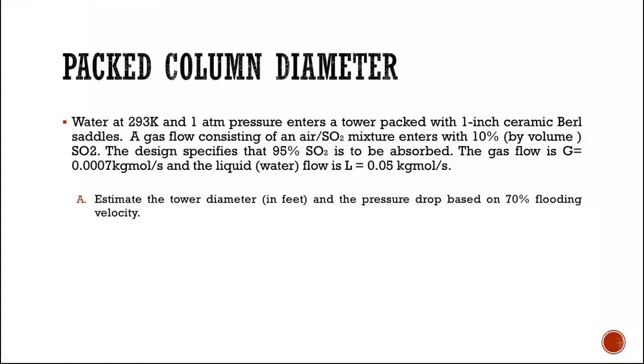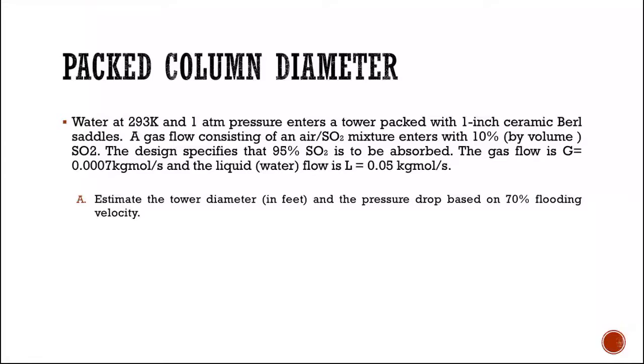In the problem of group 3, we have water at 293 Kelvin and 1 atmosphere pressure entering a tower packed with 1-inch ceramic Berl saddles. A gas flow consisting of an air-SO2 mixture enters with 10% by volume SO2. The design specifies that 95% of the SO2 is to be absorbed.